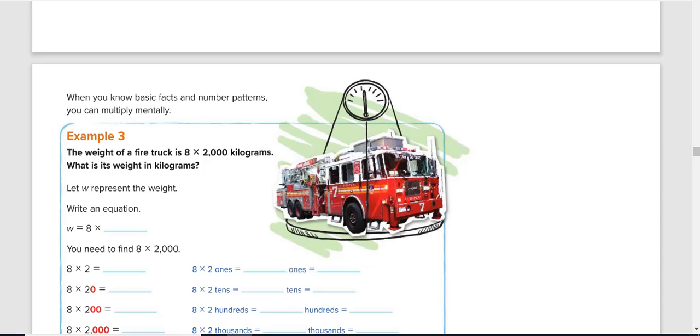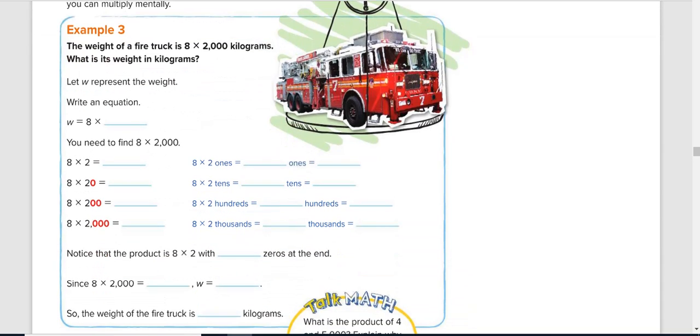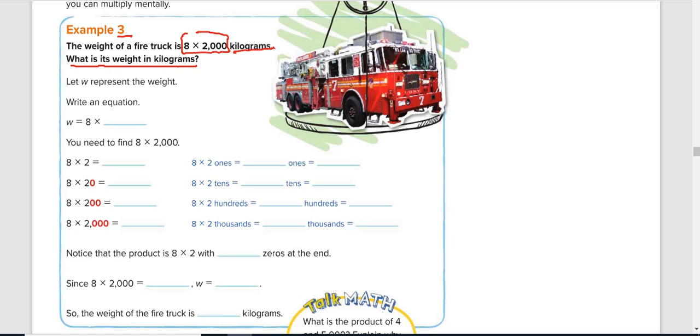Okay, so we still have another example, example 3. The weight of a fire truck is 8 times 2000 kilograms. What is its weight in kilograms? So we just need to find this product. An equation is used here, just as a representation. Let W be equal to 8 times, the number we have is 2000. So we have 8 times 2000.